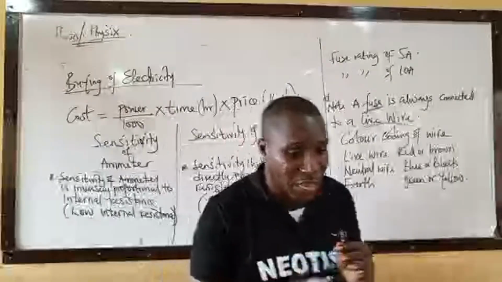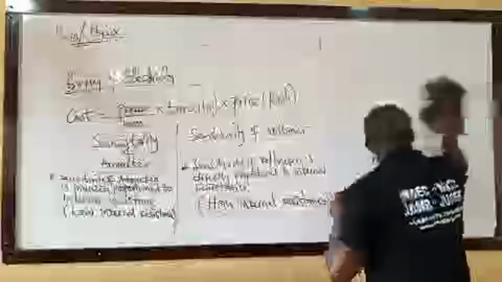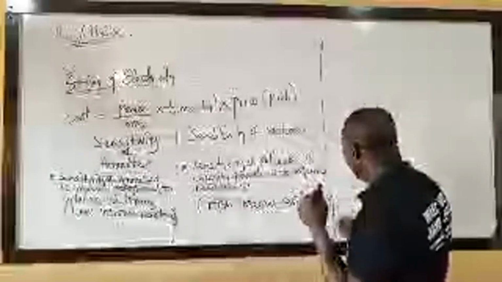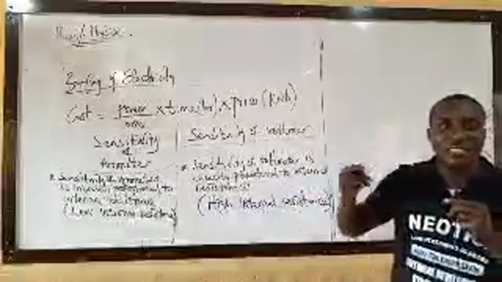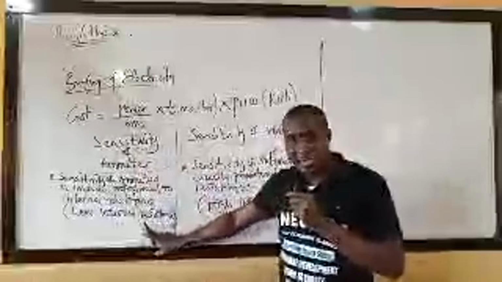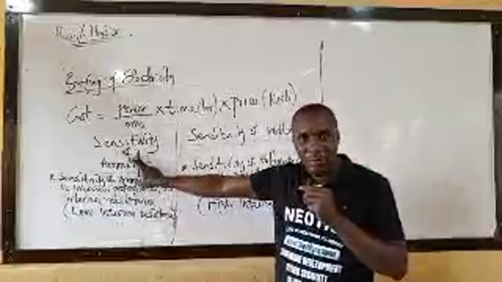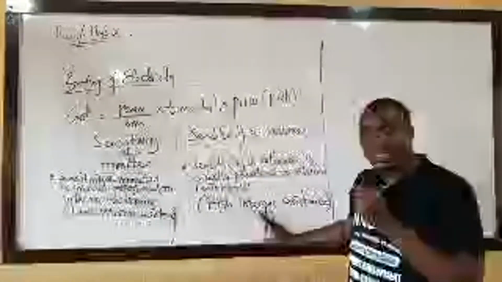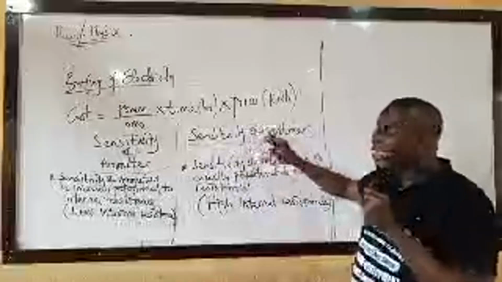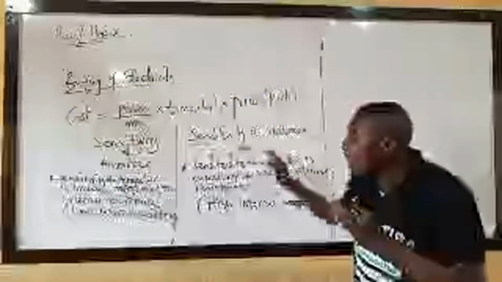The other factors that affect sensitivity of ammeter and voltmeter are the same for the two of them. For ammeter, the internal resistance must be low for you to have high sensitivity. For voltmeter, the internal resistance must be high for you to have high sensitivity. Then the other factors affect the two the same.